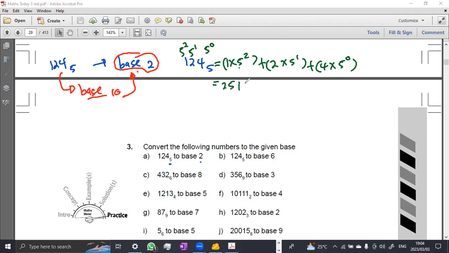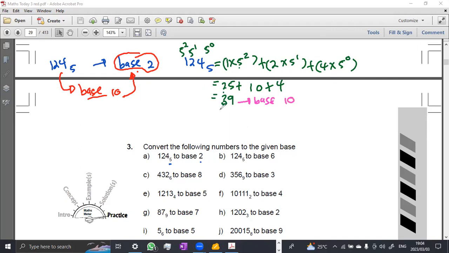That will be 25, plus 5 to the power of 1, that's 5 times 2, which is 10. Then 5 to the power of 0 is 1, and 1 times 4 is 4. Then we add: 25 plus 10 is 35, plus 4 is 39. The 39 that we have obtained is in base 10. We have managed to convert to base 10.